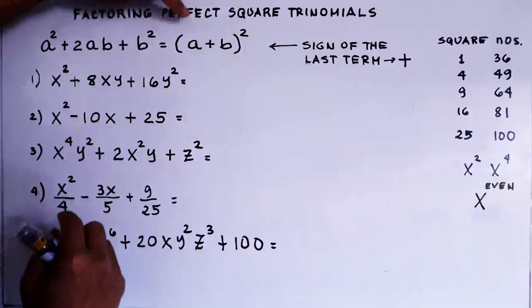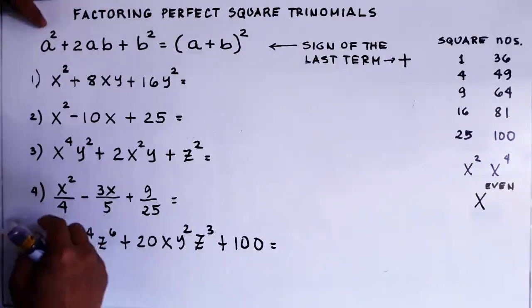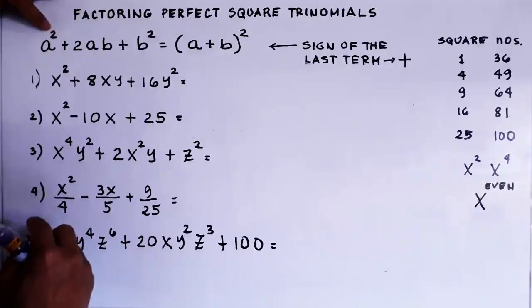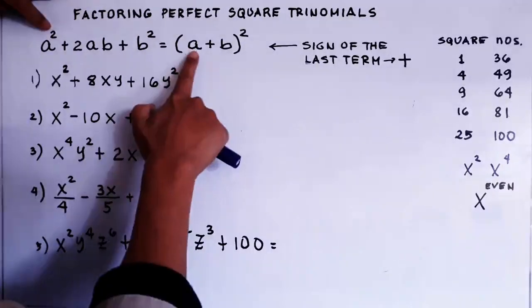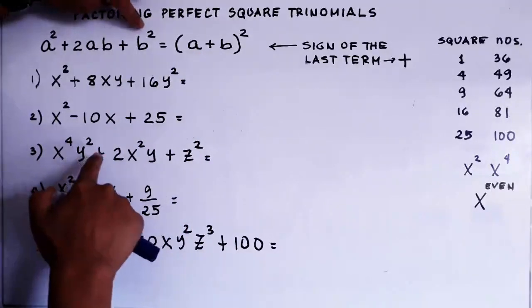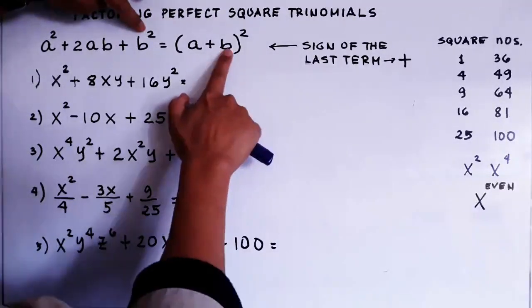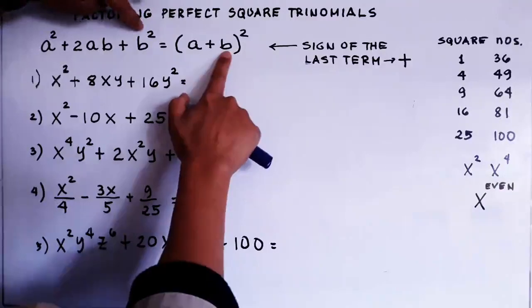Okay. Now let's talk about the sign. So here we take the square root of a squared, which is a. A times a is a squared. And then we take the square root of the last term. The square root of b squared is b, because b times b is b squared.